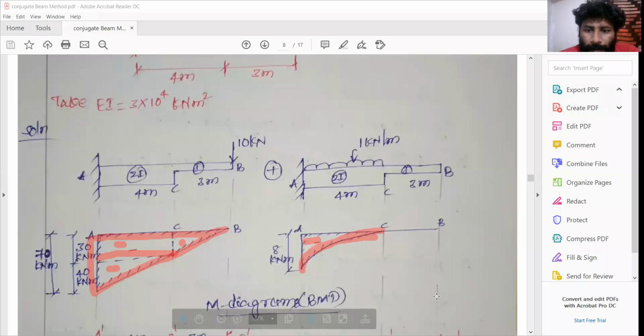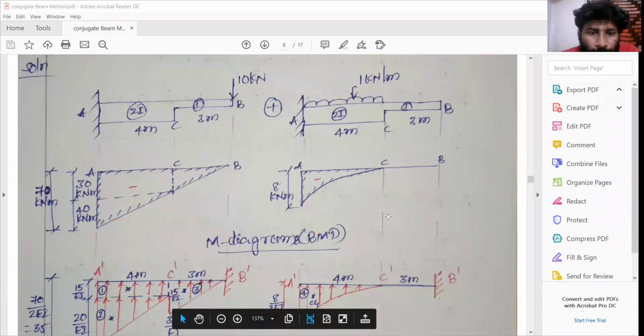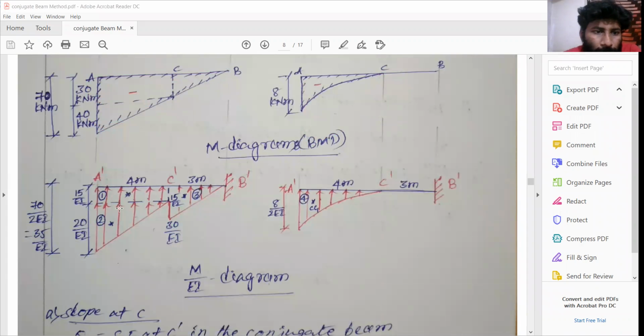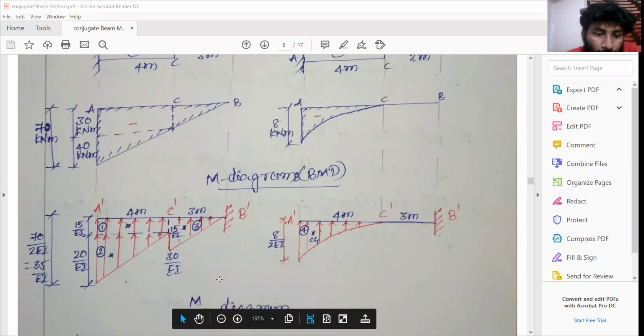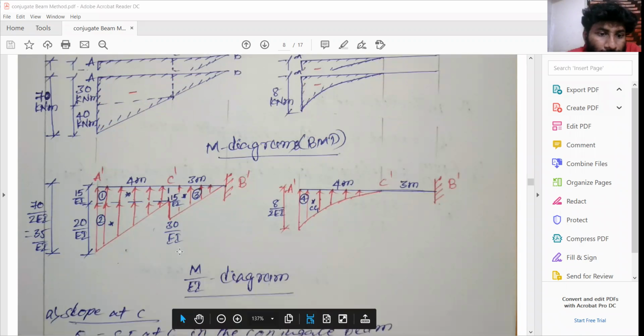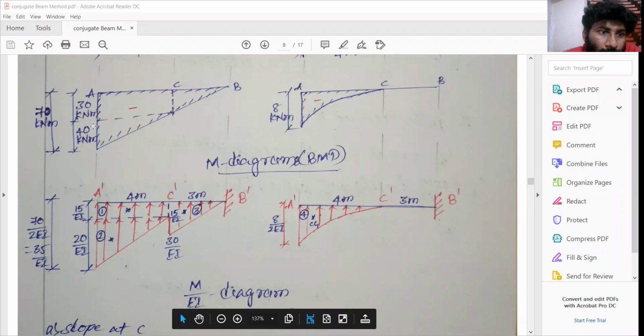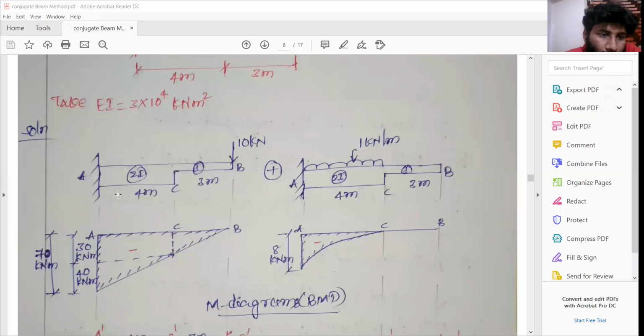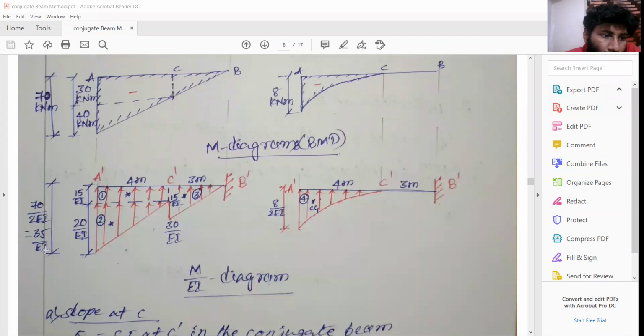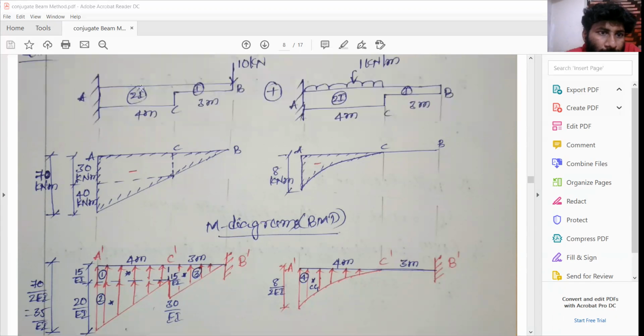After finding this M diagram, we have to find the M by EI diagram. This is the M by EI diagram. We find it by dividing the M value by EI. The total intensity is 70 here, 70 divided by 2EI, because here we have 2EI in this length. So 70 divided by 2 is 35 by EI. Here 30 is there, 30 divided by 2 is 15 by EI. Here 40 is there, 40 divided by 2 is 20 by EI. So everything is reduced because it's divided by 2EI.